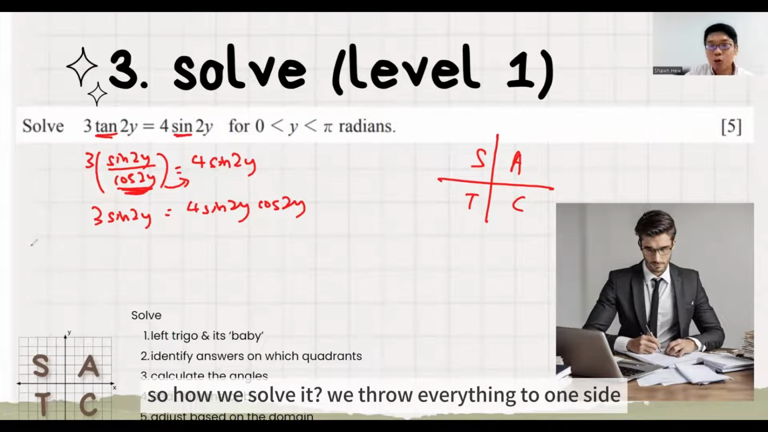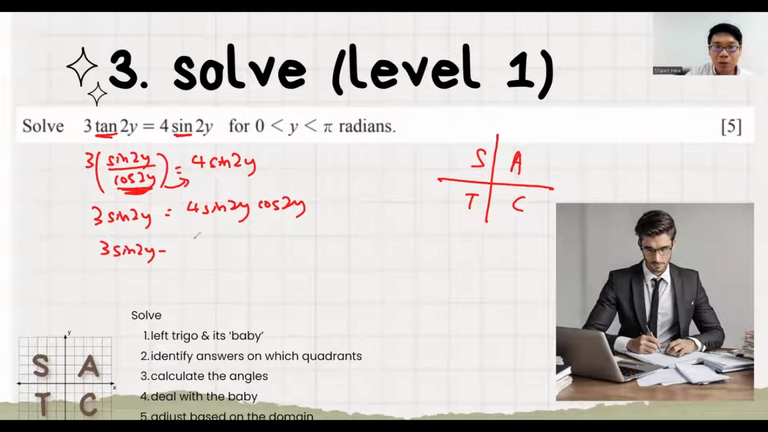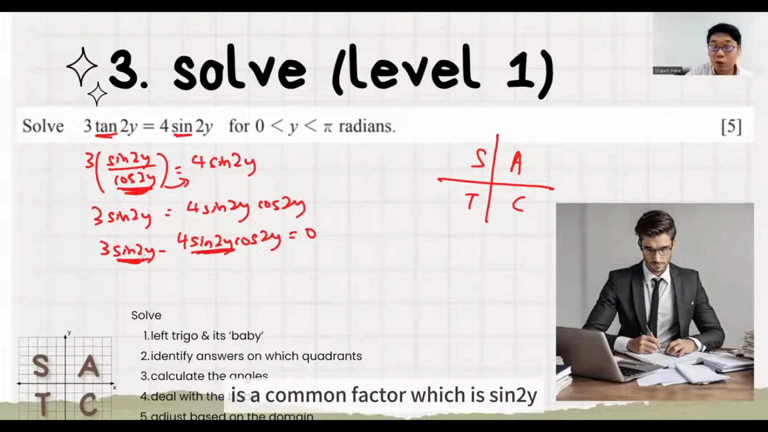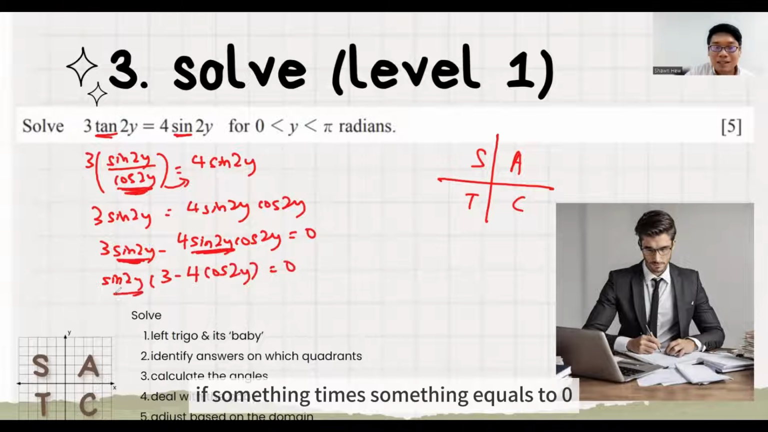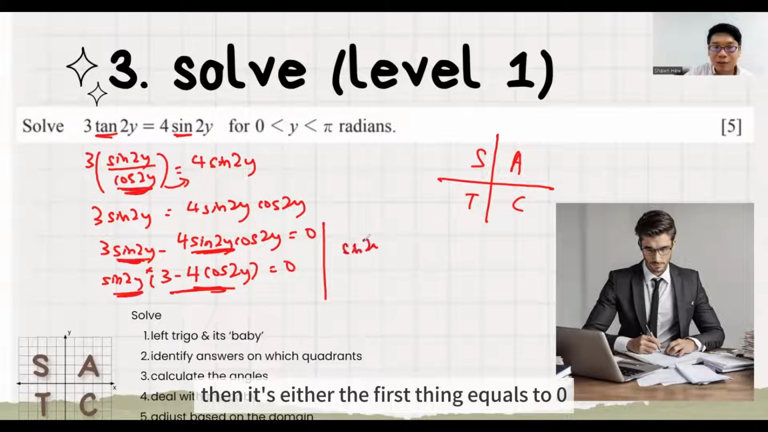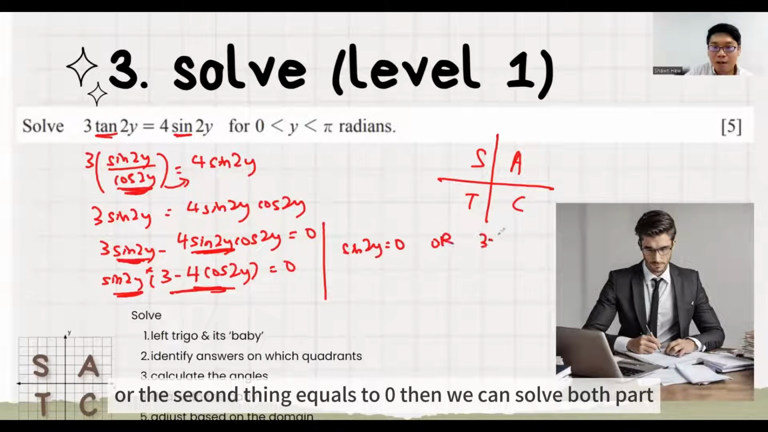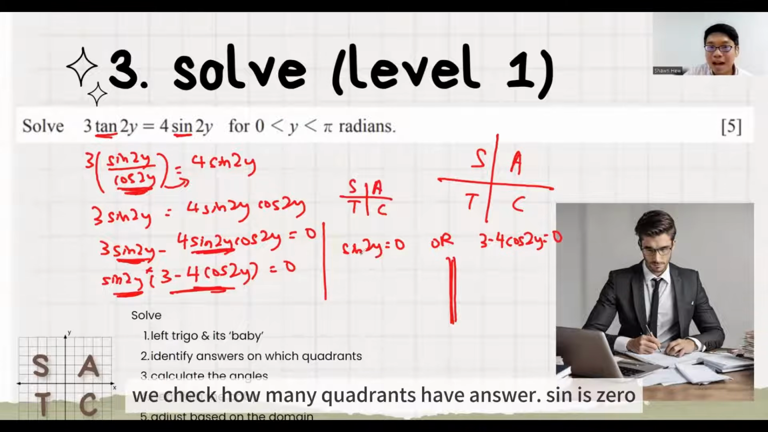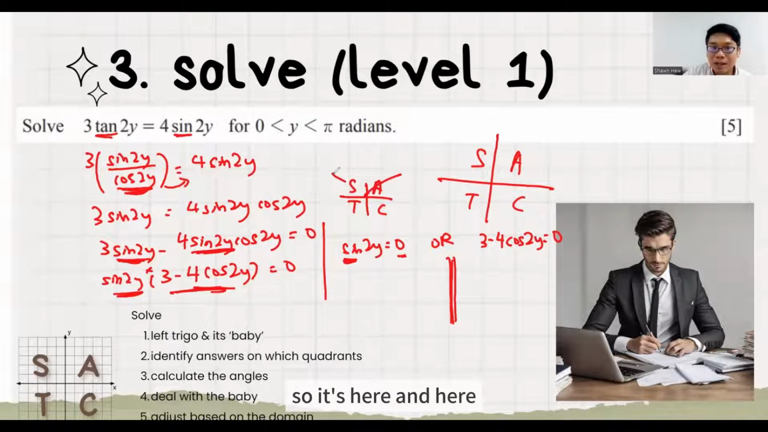So how do we solve it? We throw everything to one side. Then I do factorization. There is a common factor which is sine 2y. So I factorize it out. If something times something equals 0, then either the first thing equals 0 or the second thing equals 0. Then we can solve both parts. Since we need to solve both parts, we need to apply ASTC. We check how many quadrants have answers. Sine is 0. We assume it's positive, so it's here and here.